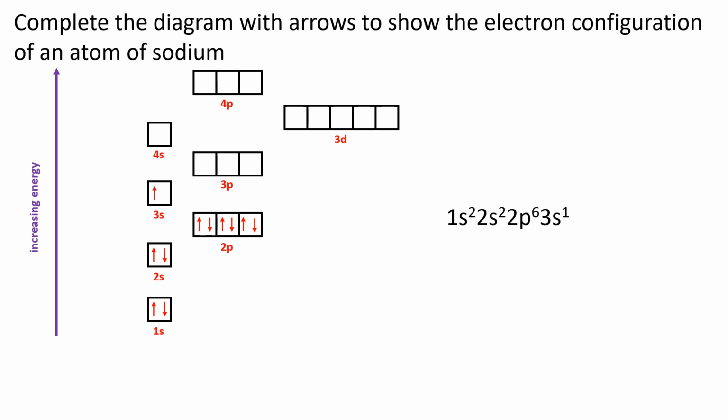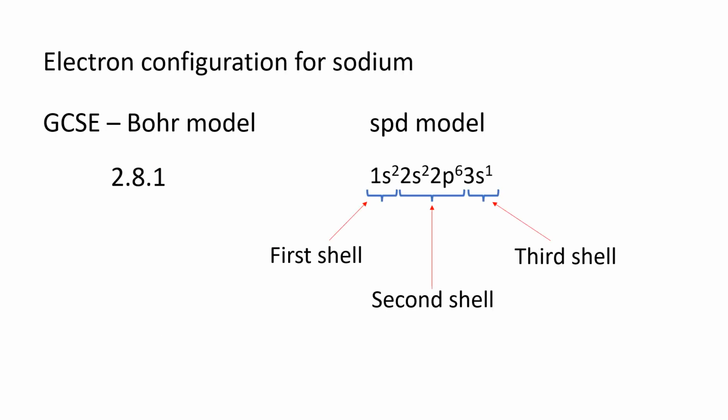You could be asked to complete similar diagrams of electron configuration in exams. More often, exam questions require you to get the shorter version. For example, 1s2, 2s2, 2p6, 3s1. Let's compare the two models. In both cases, there are 2 electrons in the first shell, 8 in the second, and 1 in the third. However, SPD notation gives more detail about the types of subshell that are present and how many electrons are in each subshell.